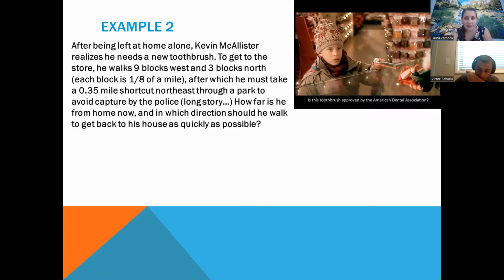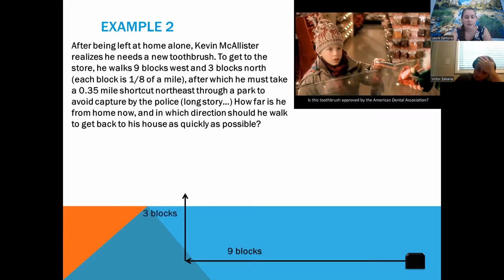So S, set up the problem. Again, I always recommend that you start by drawing a picture. So here's his house. He walks 9 blocks west and then 3 blocks north. And then he takes a shortcut northeast. So that's a 45-degree angle northeast through the park. We want to know how far he is away from his house and what direction he has to walk to get back. How long is a block?